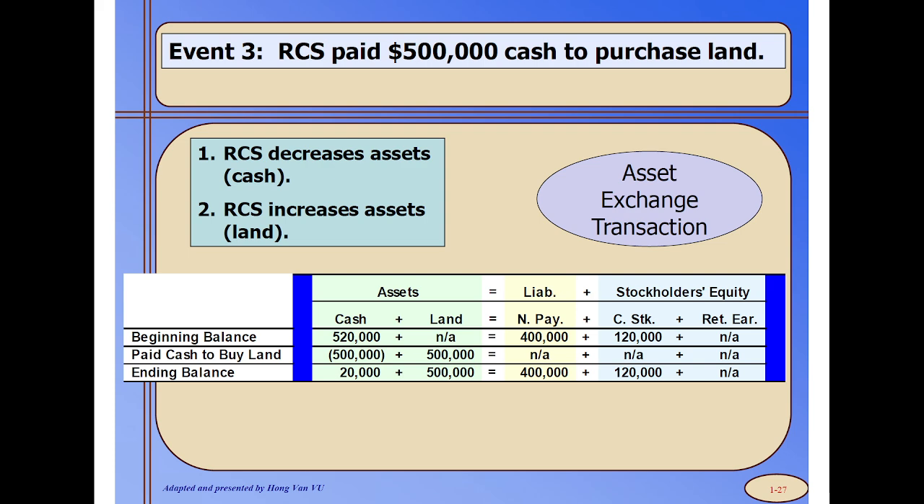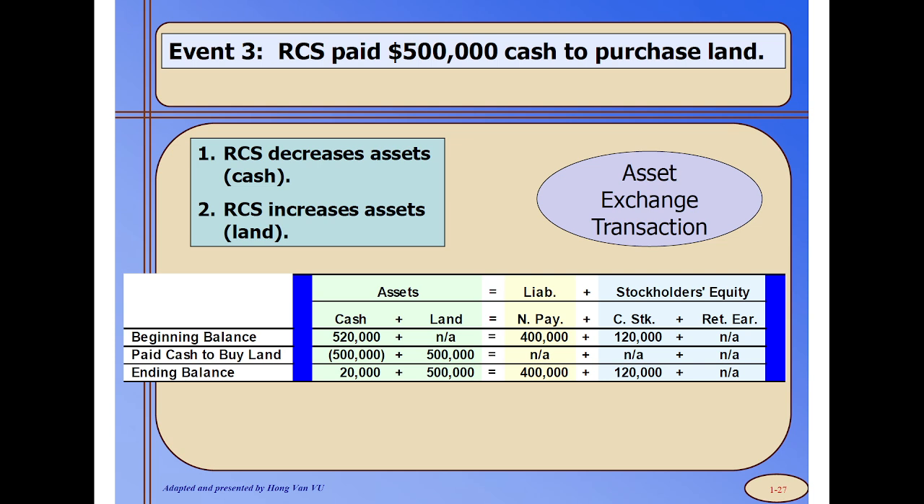And this kind of asset exchange transaction, we can have another name for it. We call it an investing activity, and we can mention that we spent cash here, so we call this a cash outflow. By the ending balance, you see that the company has 20,000 in the bank account and 500,000 of land, the value of land, right?